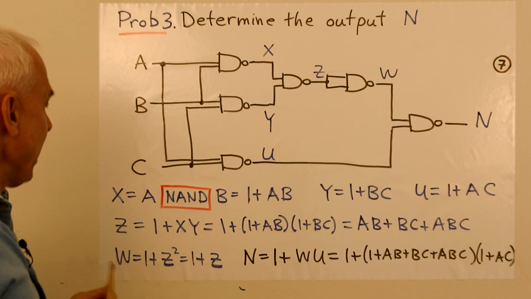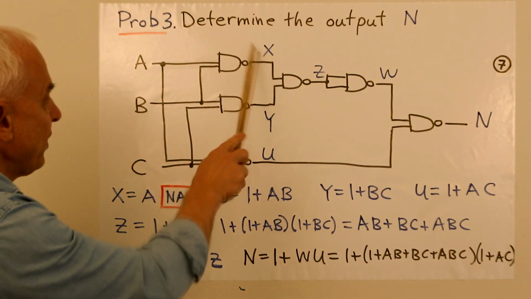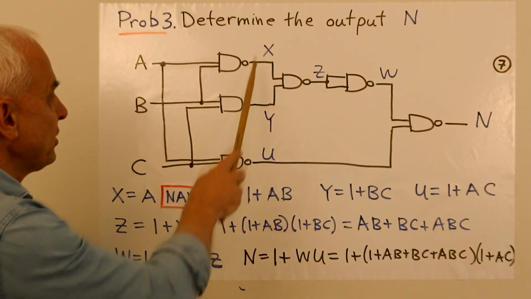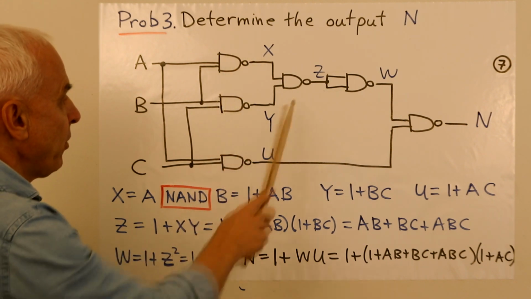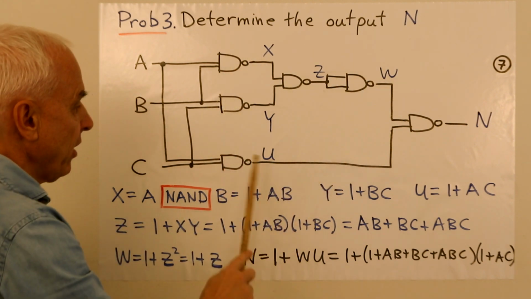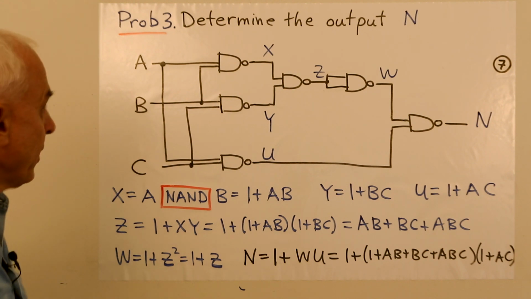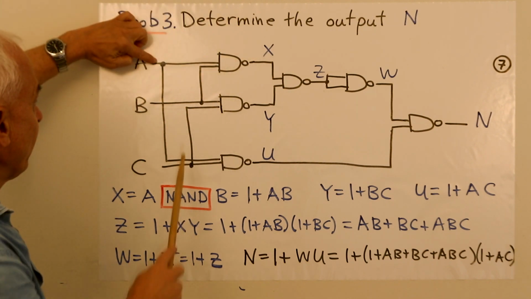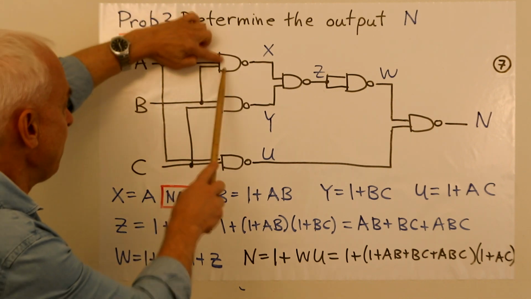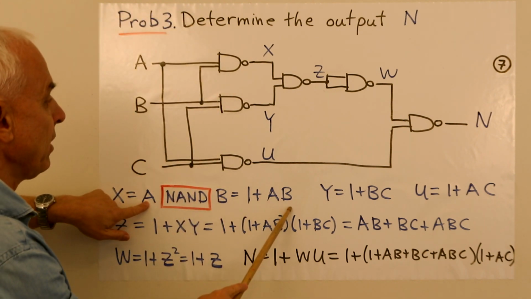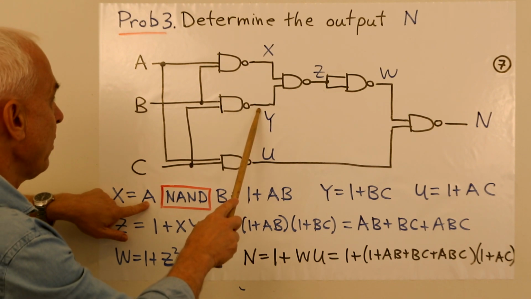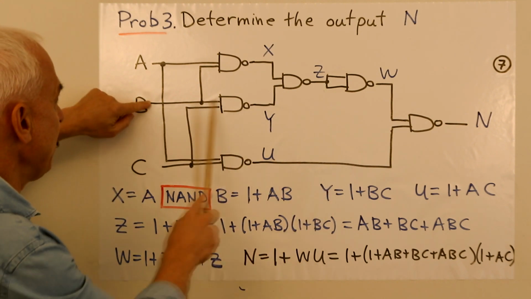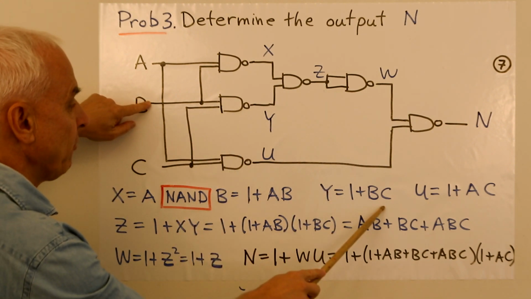Okay, so what's actually happening algebraically? Here are the various intermediate outputs, an X output there, a Y output there, a Z output there, a W output there, and a U output there. Let's go through them individually. The X here is the result of a NAND between an A and a B, so it's A NAND B, which is 1 plus AB. The Y here is a NAND between the B and the C, so that's 1 plus BC.